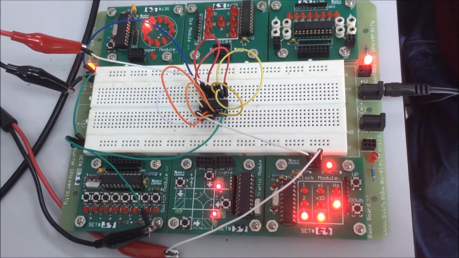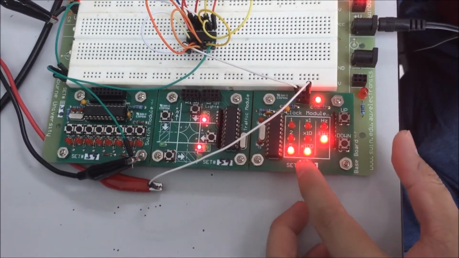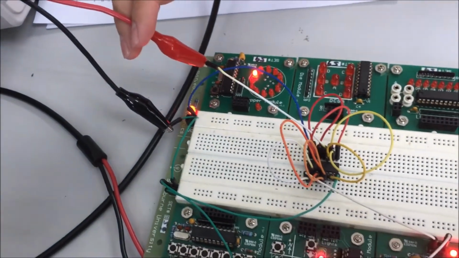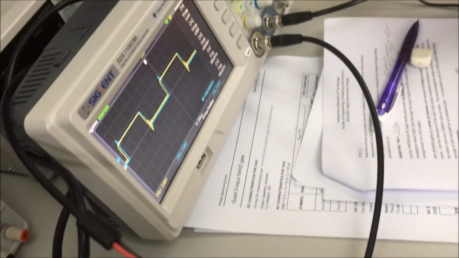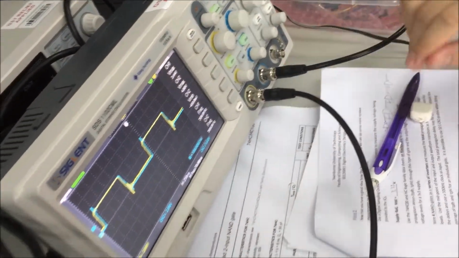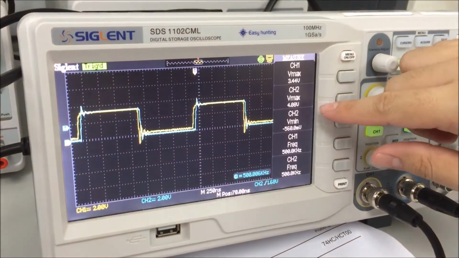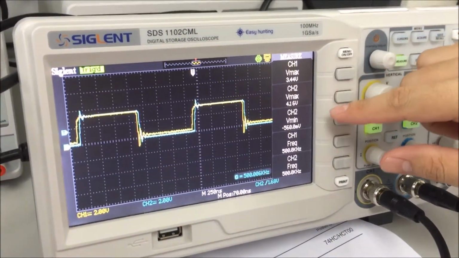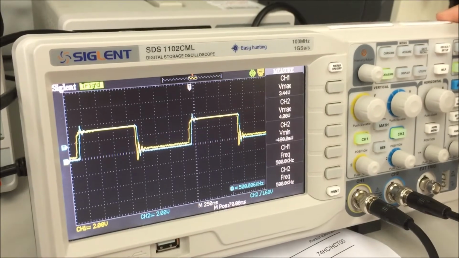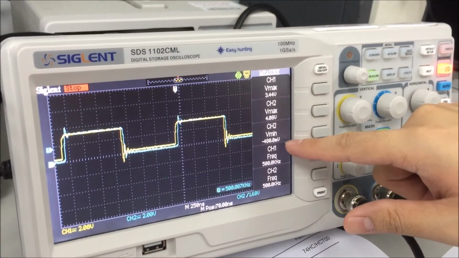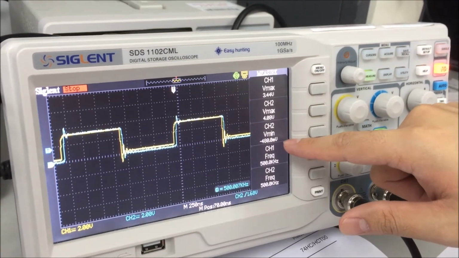For part 2 of the circuit, the input is set to 500 kHz and connected to channel 1 of the oscilloscope. For the output, after the series of 4 NAND gates, it goes to channel 2 of the oscilloscope, and this is the waveform we get. For the Vmax of channel 2, we get 4.08 volts, and the minimum we get is negative 480 millivolts.